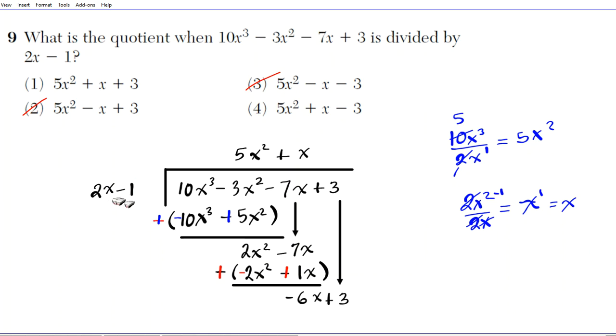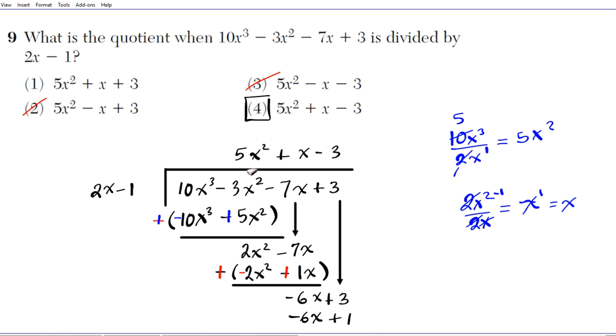So the next question is 2x goes into negative 6x how many times? Or 2x times what gives you negative 6x? The answer is negative 3. If you divide negative 6x by 2x, you get negative 3. You want to check it out? Let's multiply. Negative 3 times 2x is negative 6x, and then negative 3 times negative 1 is positive 1. So that tells us that the answer is option number 4.